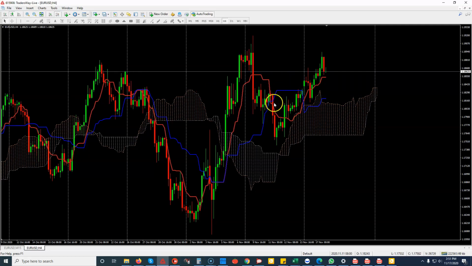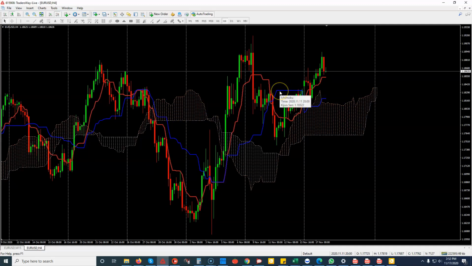Okay, so what we're seeing here is we've got these two lines, a red line and a blue line, and then we have what is called the cloud. This is the Kumo cloud. I would say it's kind of a neutral zone. It kind of represents support and resistance. Essentially, when the price is trading above the cloud, you're going to be taking long trades, and when it's trading below the cloud, you take short trades. So it's pretty easy to understand that.